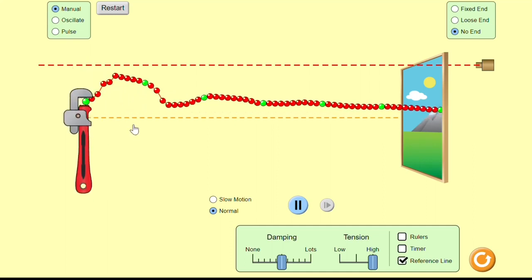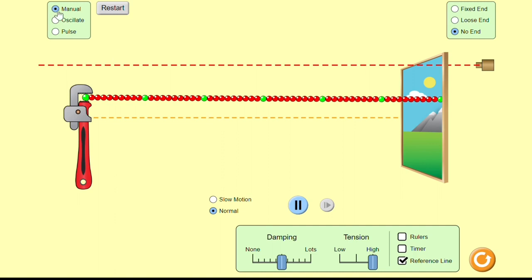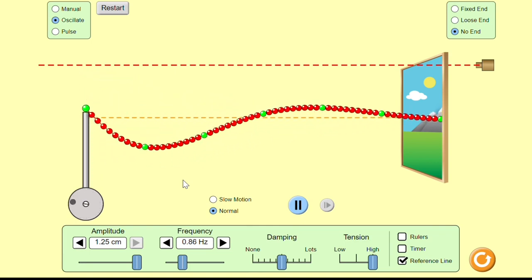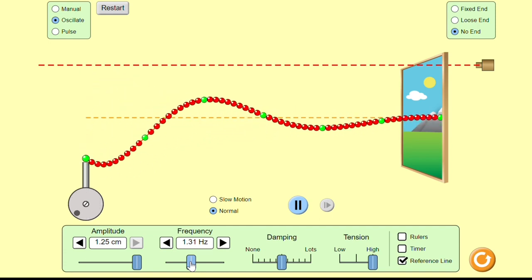I'm trying to create a wave. I don't think it's going too well. That doesn't look too good. But let's see what happens when I press here. There we go. Now we have our wave, which actually looks quite decent.